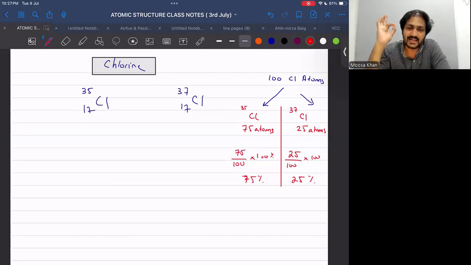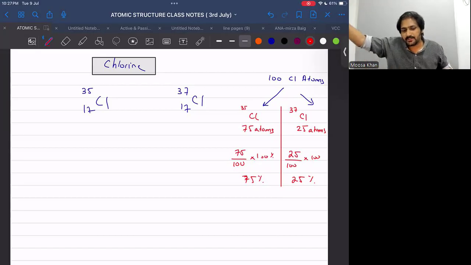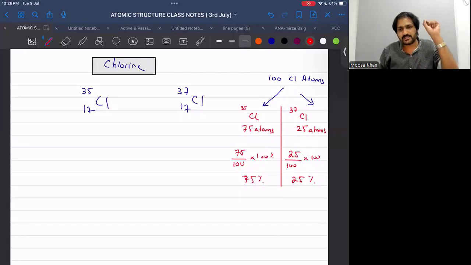Now did you understand the concept? It means if I give you 100 atoms of chlorine, it doesn't matter where that chlorine came from. If I took it from Pakistan, let's say if I have brought it from USA or Africa or Kenya or any part of the world, if we count the 100 chlorine atoms, out of those 100 chlorine atoms, 75% or 75 atoms are of those chlorine which have a mass number of 35, and 25 chlorine atoms are those with a mass number of 37.